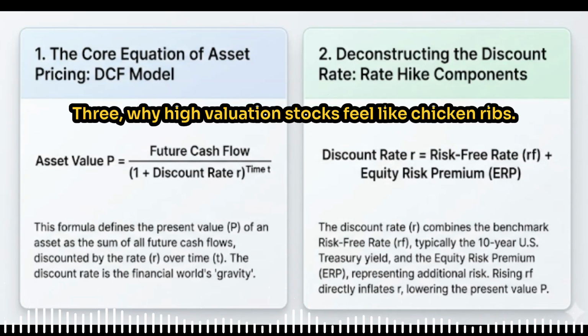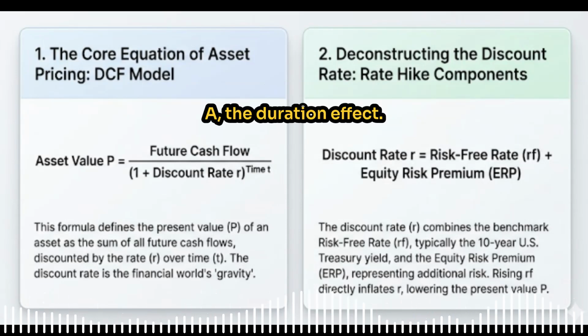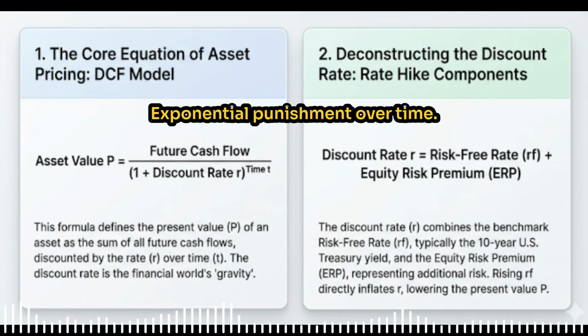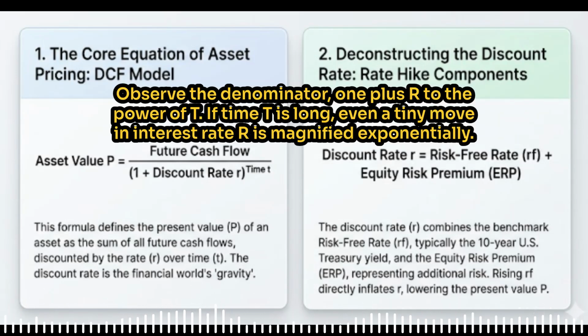3. Why high valuation stocks feel like chicken ribs in the short term. High-growth stocks have a unique valuation logic that makes them hypersensitive to interest rate volatility. A. The duration effect: exponential punishment over time. The value of AI companies is largely derived from future explosive growth, cash flows where time t is large. Observe the denominator, 1 plus r, to the power of t. If time t is long, even a tiny move in interest rate r is magnified exponentially.